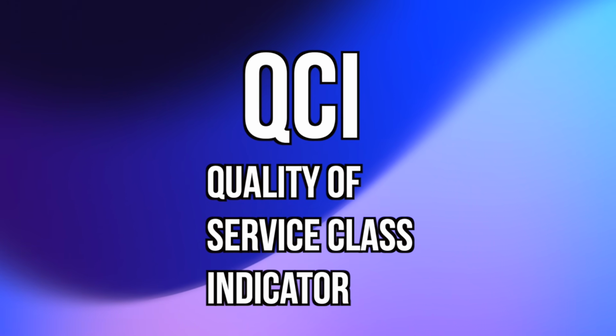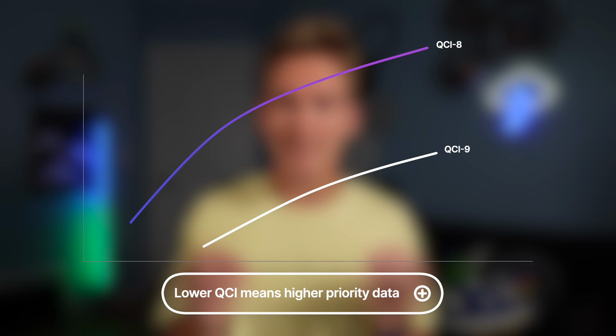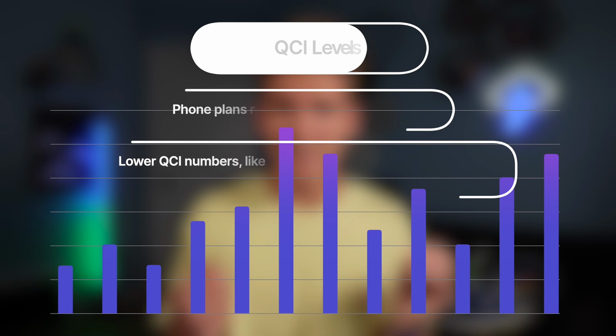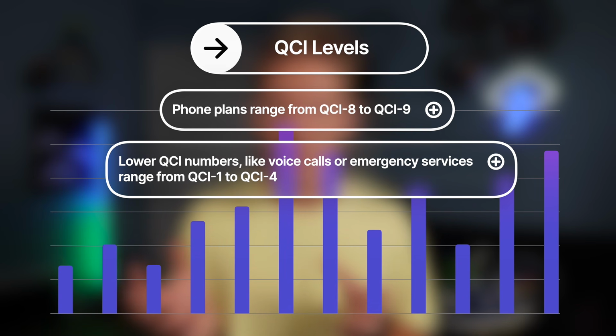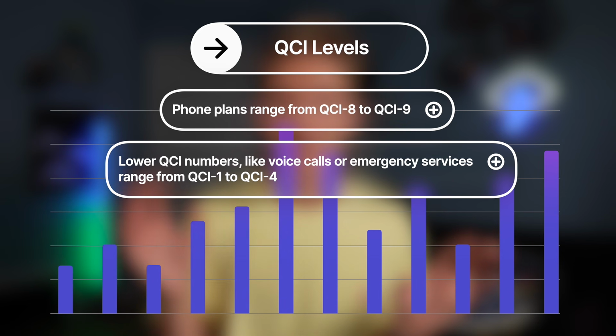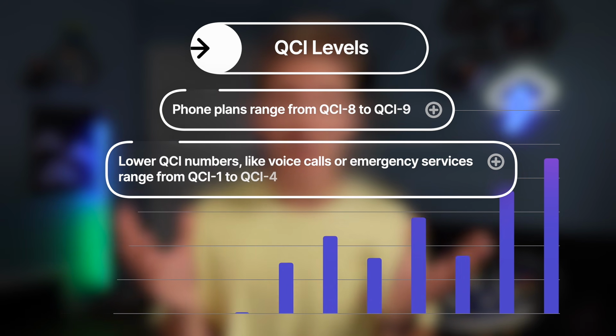These are data priority levels that can be a bit boring, to be honest, so I won't get into great detail, at least in this video, but a lower QCI number means the higher the priority and the faster the service. Phone plans generally range from QCI 8 to QCI 9, while something like emergency services range from QCI 1 to QCI 4.